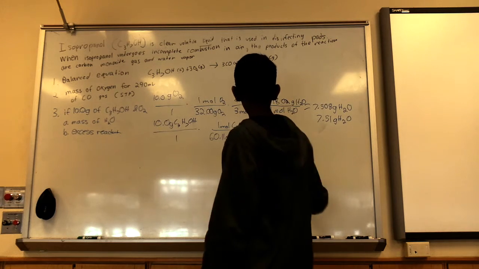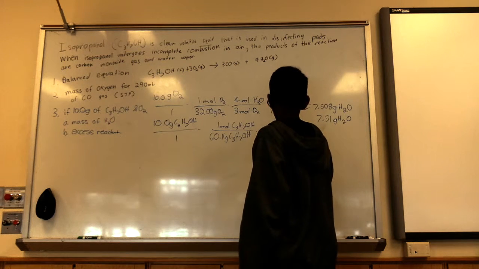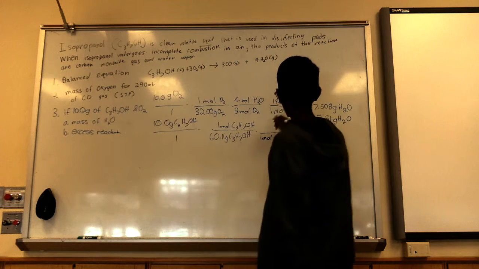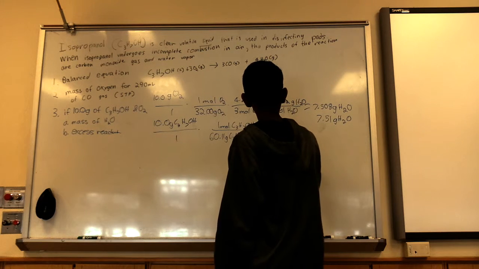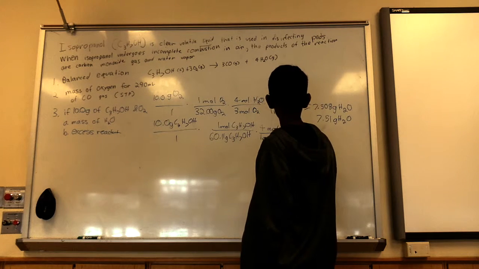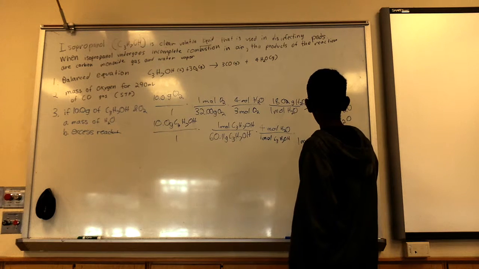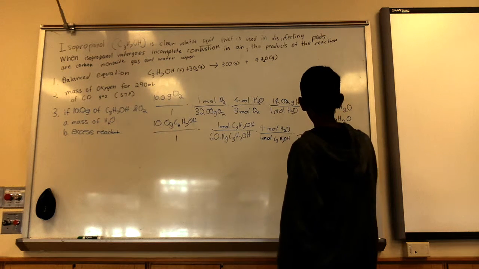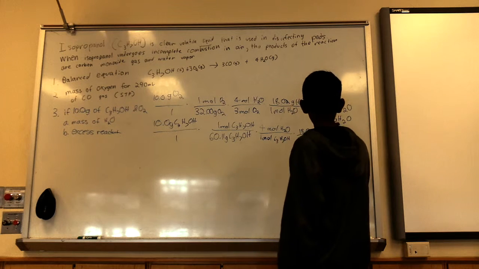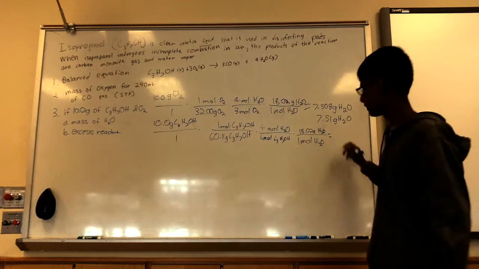C3H7OH. Then, as you can see here, 1 mole of C3H7OH is equal to 4 moles of H2O. And then convert this into grams. H2O is 18.02 grams H2O.